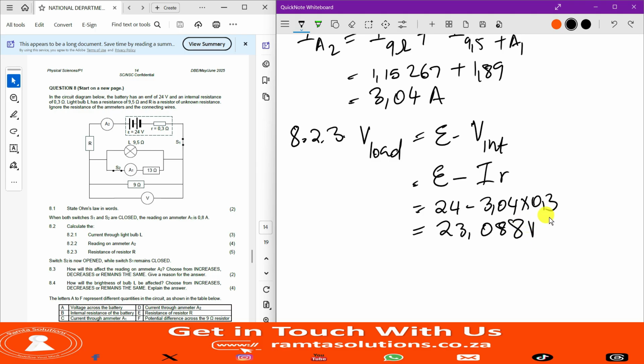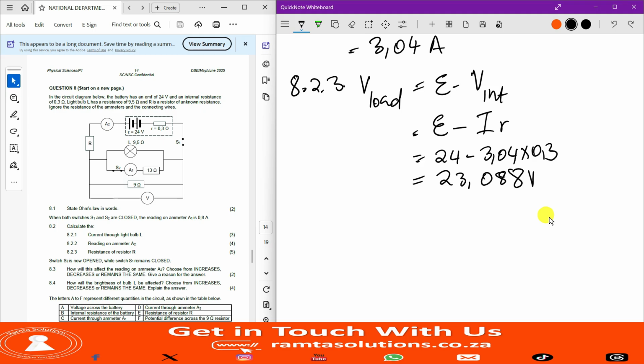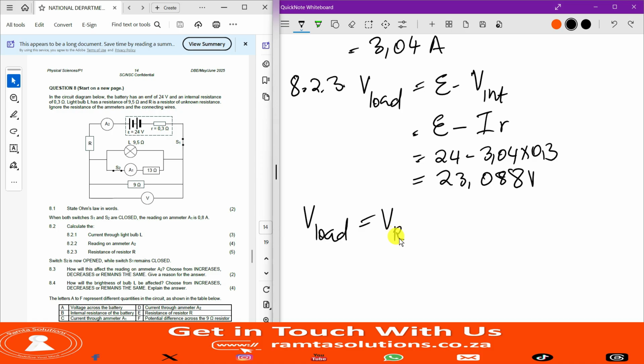23,088 volts. All right, we're not done. So we then need to know what's happening here. To know what's happening here, we know that V load is basically V of resistor R plus V that is flowing here, which will be, let's say, P total.